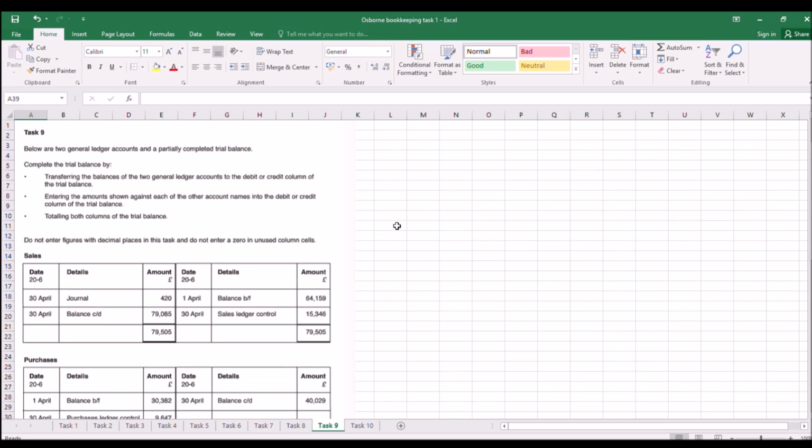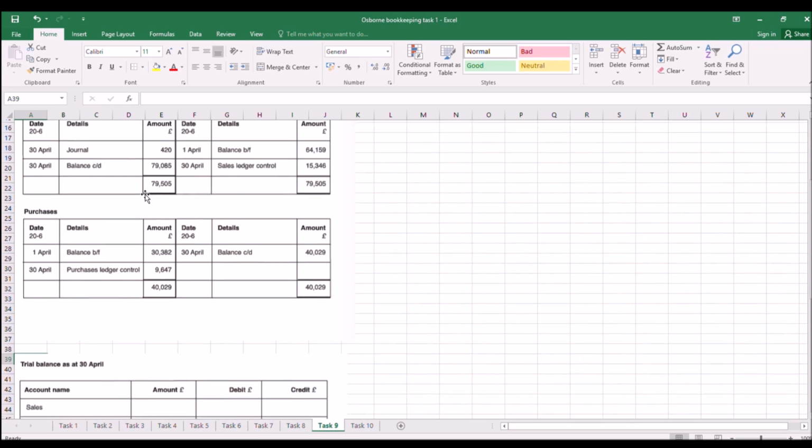Okay, so task number 9. Below are 2 general ledger accounts and a partially completed trial balance. Complete the trial balance by, oh, this is an exciting one. We've got trial balance going on. Transferring the 2 balances of the general ledgers to the debit or credit columns of the trial balance. Okay, enter the amounts shown and total both columns.